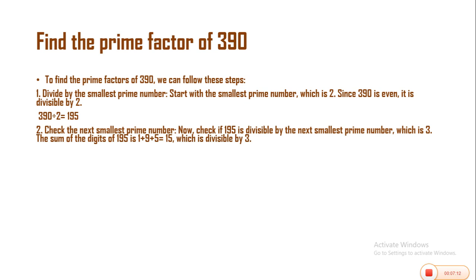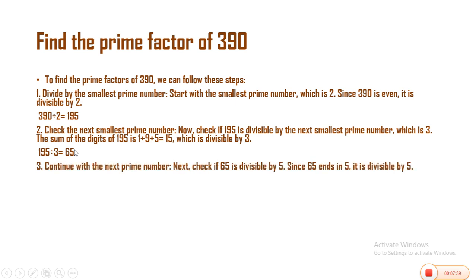The sum of the digits of 195 is 1 plus 9 plus 5, which is equal to 15. And 15 is divisible by 3. So we're going to divide 195 by 3. When we divide 195 by 3, we get 65.